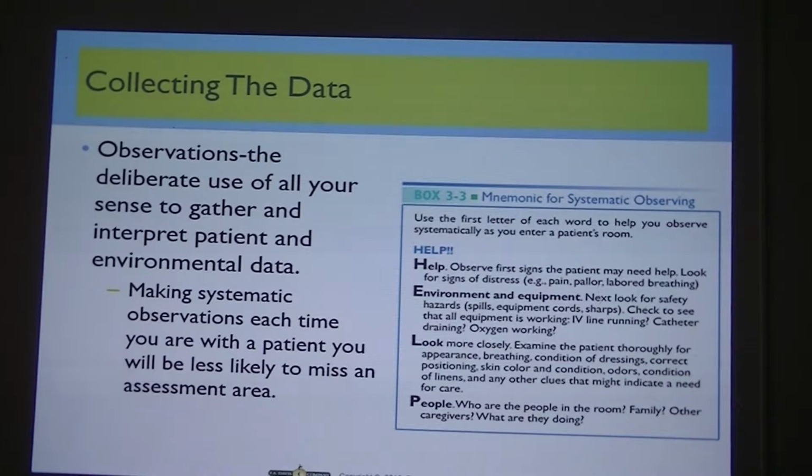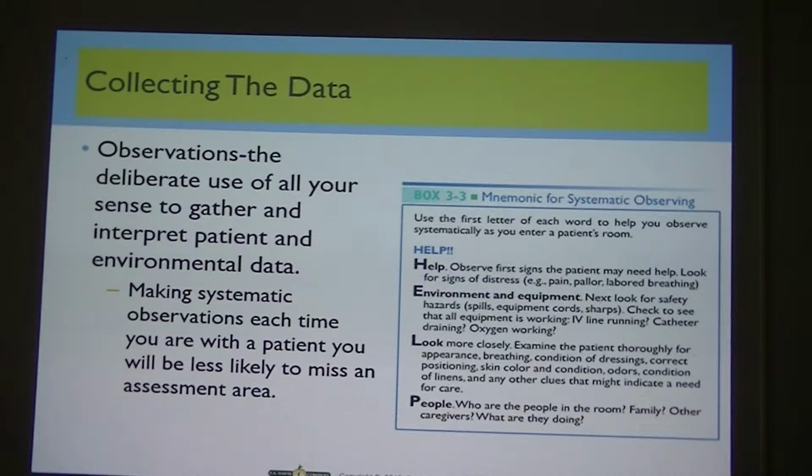Observations. We kind of already talked about this a little bit. Every time you go into that room, you need to constantly be making observations. You'll be less likely to miss an assessment area if you do the same thing every time. And here's a little tool that might help you start doing this. Everyone does it a little differently, but here's a way to start organizing those thoughts.